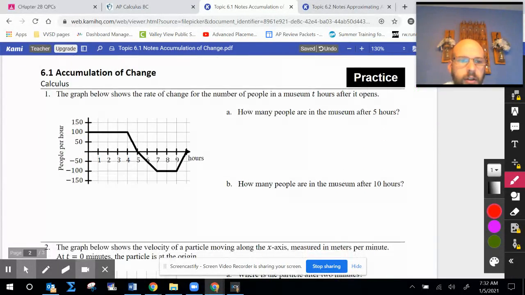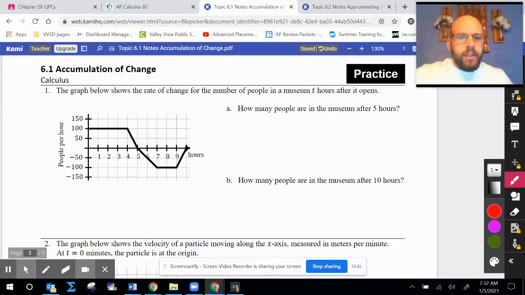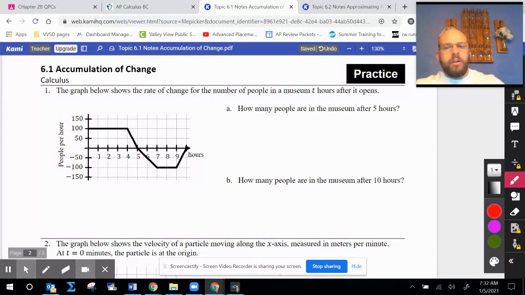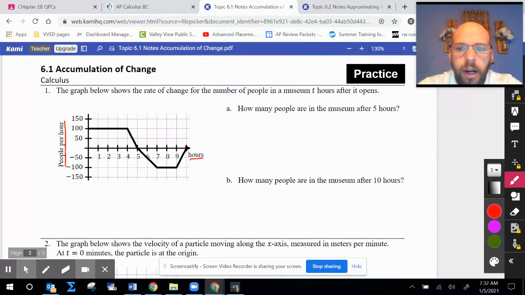Okay. Let's take a look at number 1 here, just more practice. If I give you this graph, how many people are in the museum after 5 hours? Well, this is people per hour, right? Let's take a look at your units. People per hour, and my x value is number of hours. So if I multiply that together, I get number of people. So I'm looking for an area under the curve.